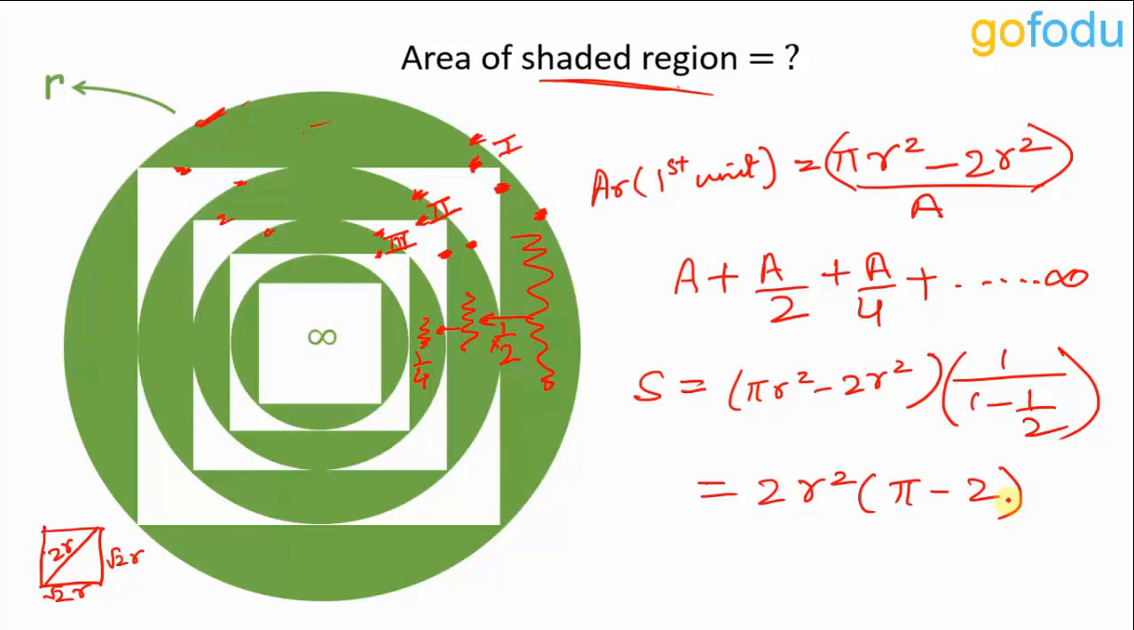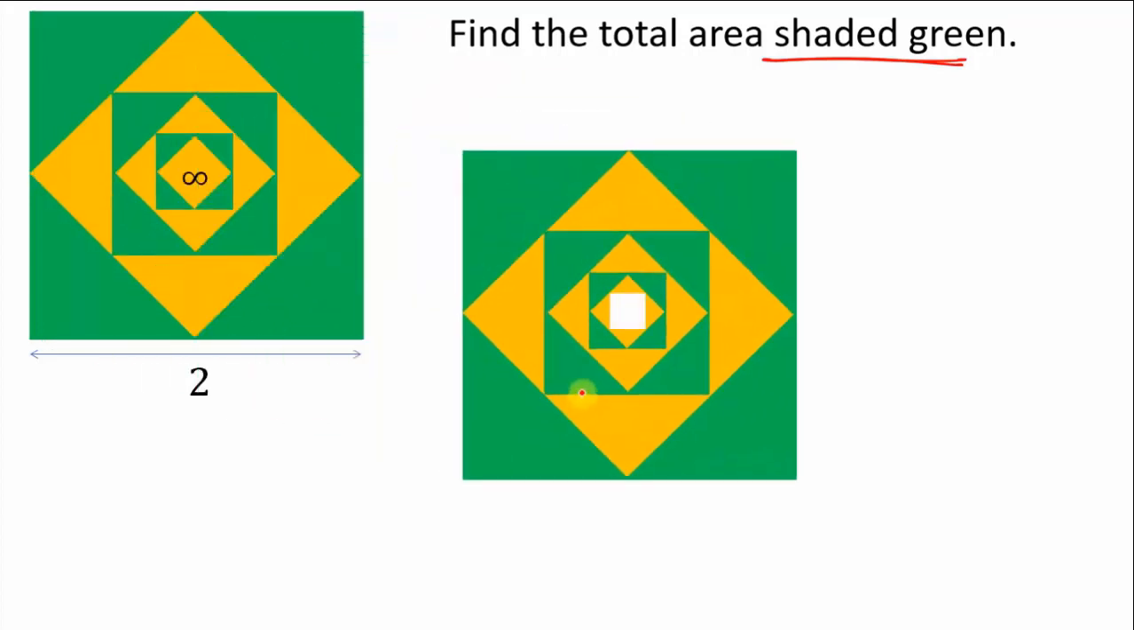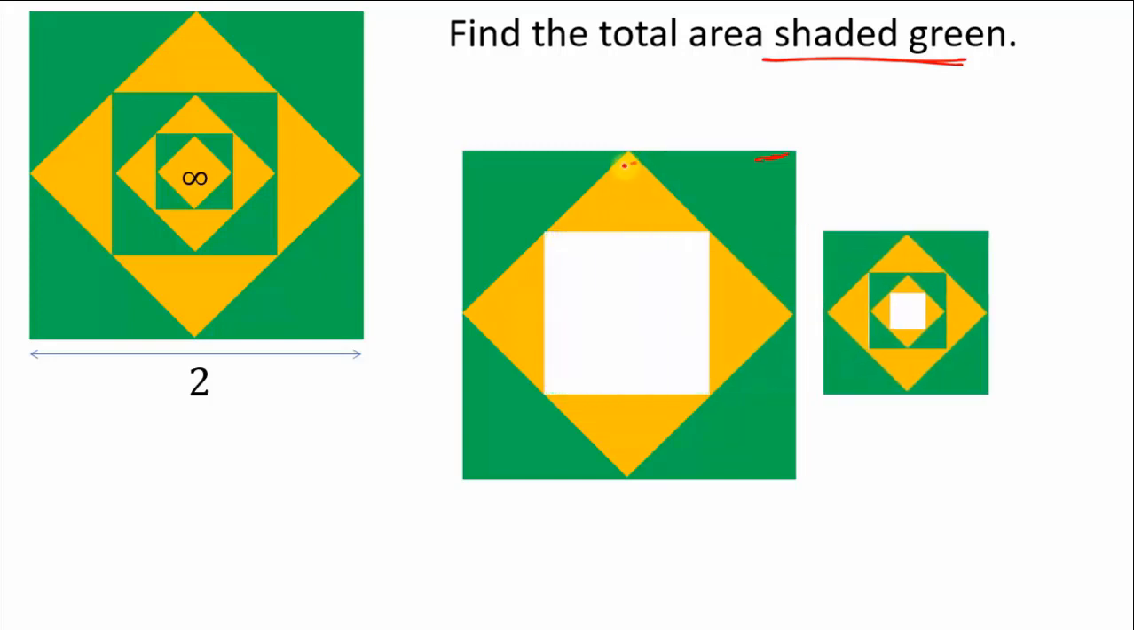Take one more question similar to this one, but we will approach it differently. This side is given as 2 units and we have to find the total area shaded green. So this green colored area plus this green colored area going on till infinity. Let's draw this figure again. Now I am treating this green colored square and this orange colored square as one unit. And you see the same unit is repeated again and again.